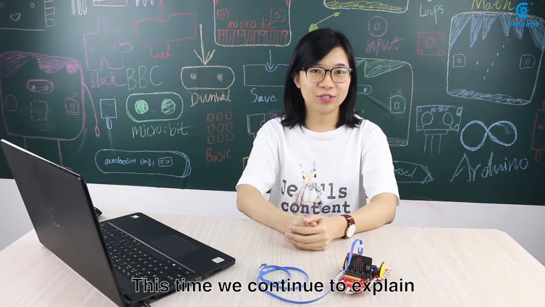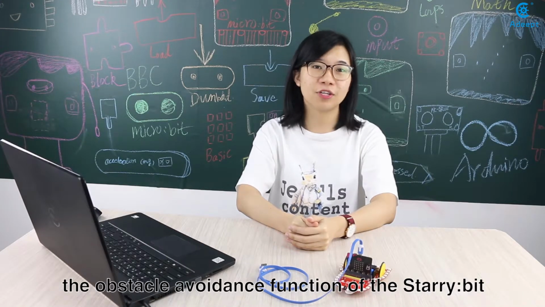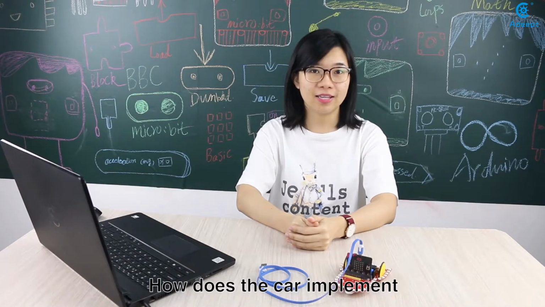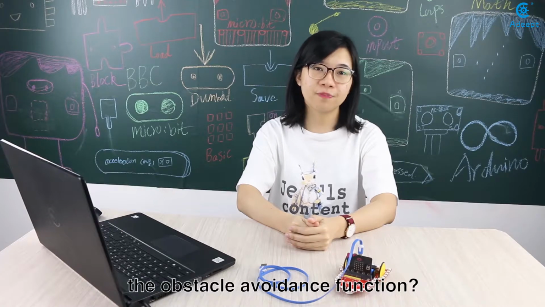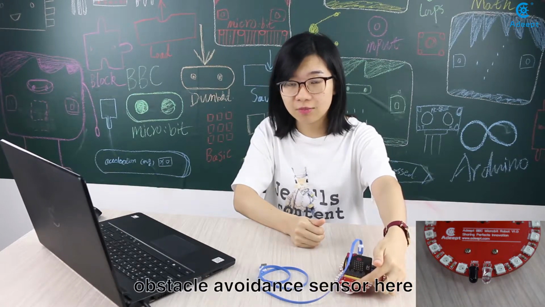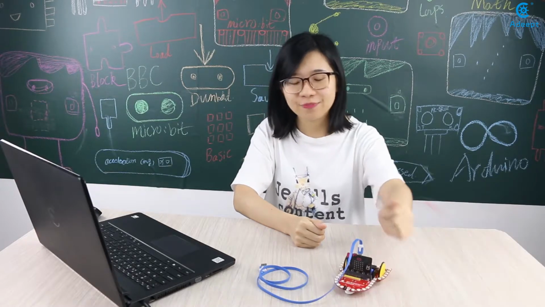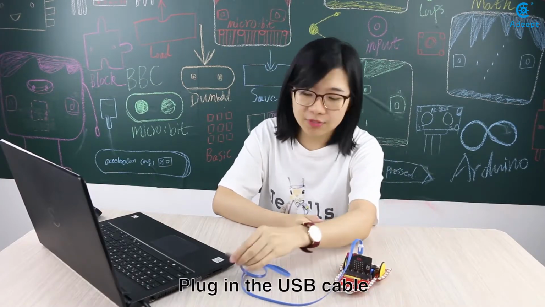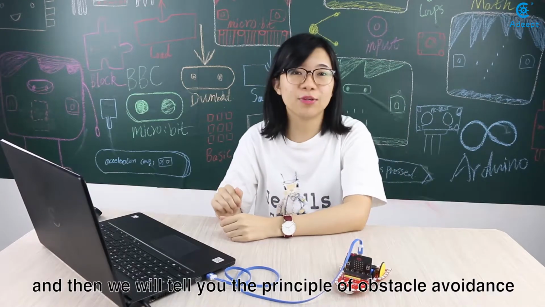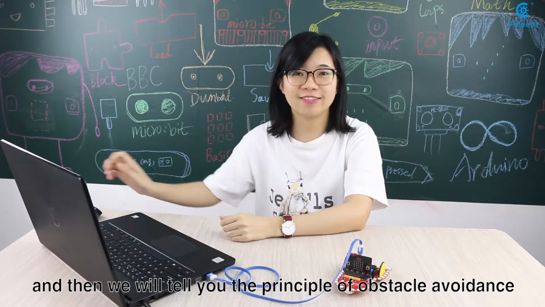This time we continue to explain the obstacle avoidance function of the Starry bit. How does the car implement the obstacle avoidance function? You can see that there is an infrared-based obstacle avoidance sensor here. Plug in the USB cable, and then we will tell you the principle of obstacle avoidance.